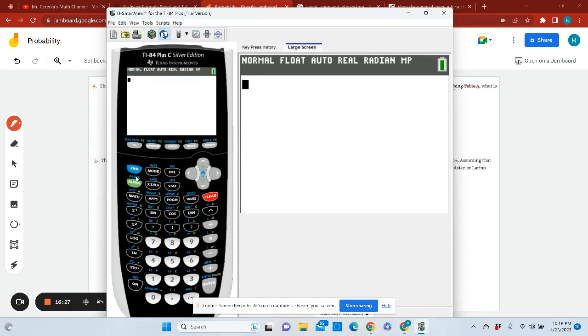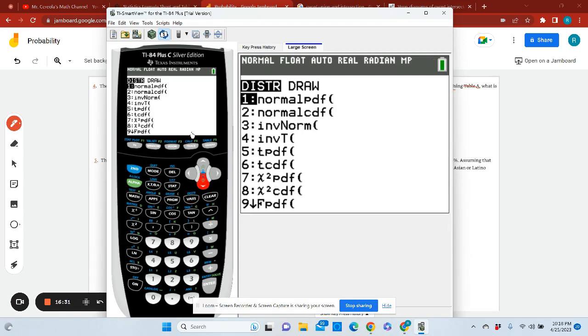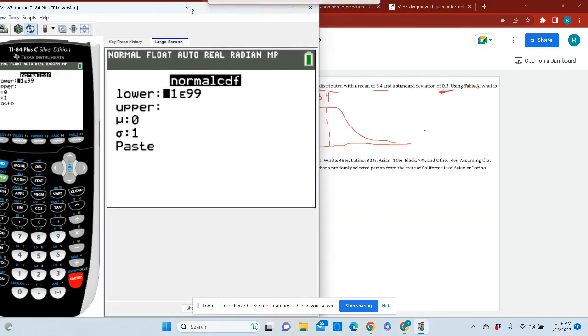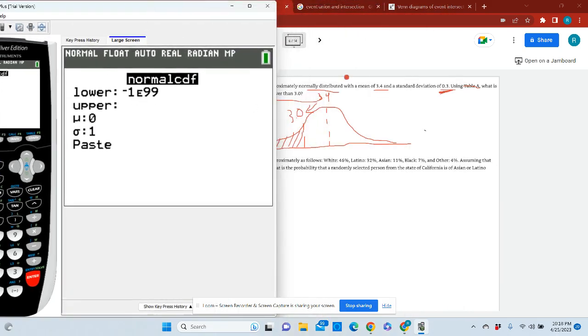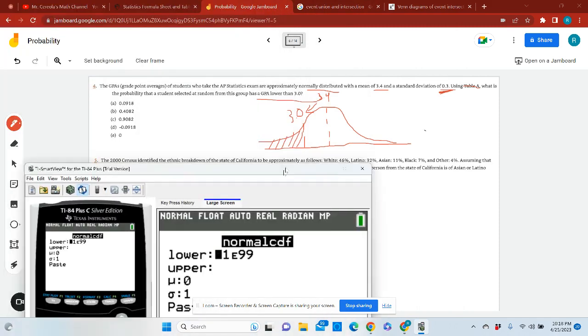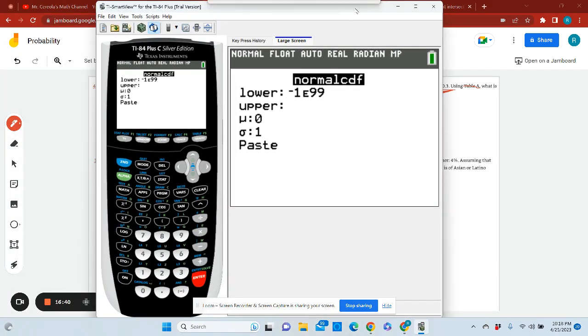So quickly, I can hit second distribution, and I can do normal CDF, right? And I'm going to leave the lower boundary as negative 1E99 on a continuous distribution. I'm trying to give the lowest number possible. The upper boundary is going to be 3 on a distribution that's centered at 3.4 with a standard deviation of 0.3.